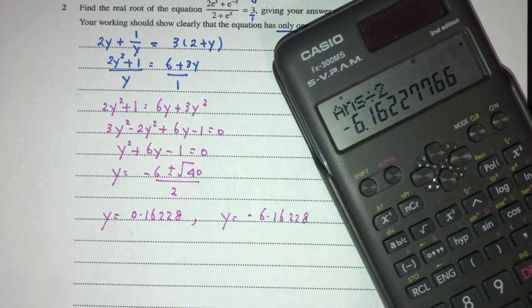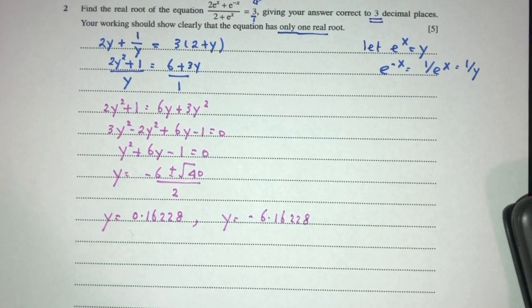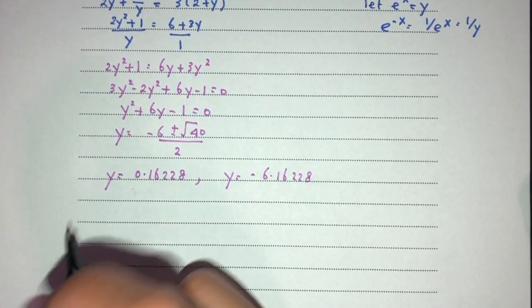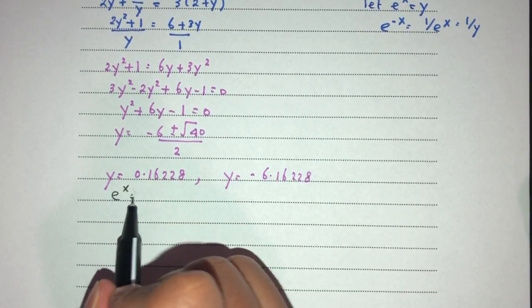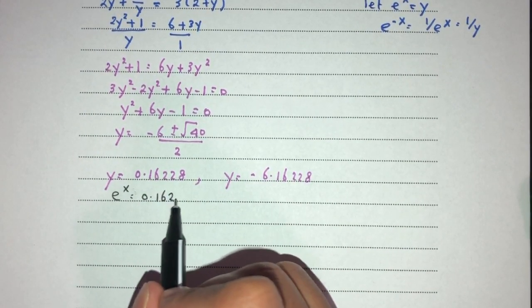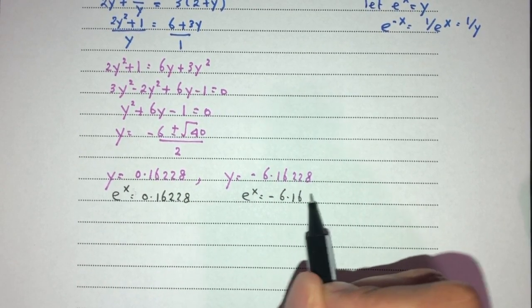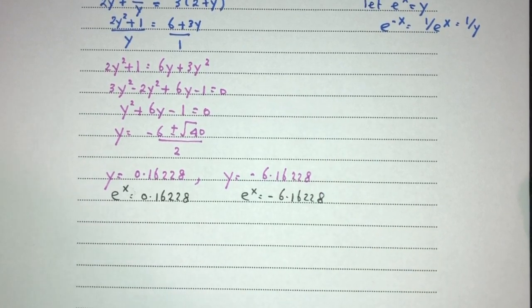6.16228. Now obviously we are not trying to find the value of y, we're trying to find the value of x, so replace everything back. So you will have y is equal to, this one is equal to 0.16228, this one is equal to minus 6.16228. Now, how would you find the value of x?